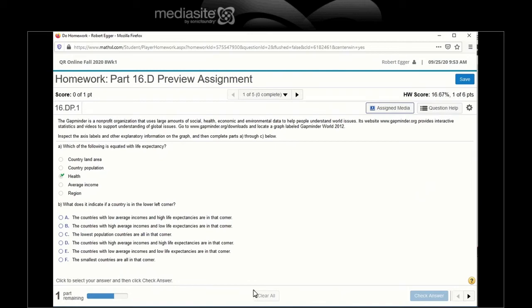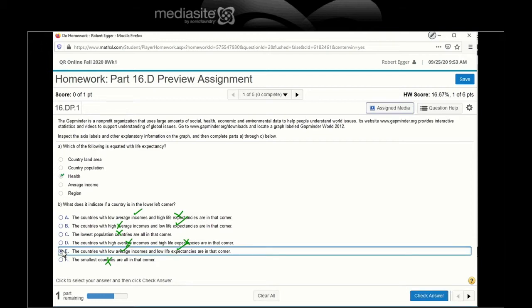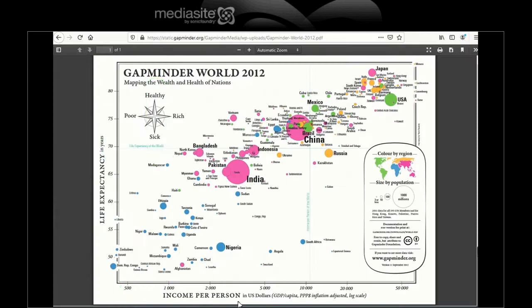A country with low income and high life expectancy. High income, low life. Lowest populations. High income, high life. Low income, low life. Smallest countries. Low income, low life. You can't see the smallest countries because we have Nigeria, which is pretty big, and the Democratic Republic of Congo, which is pretty big.